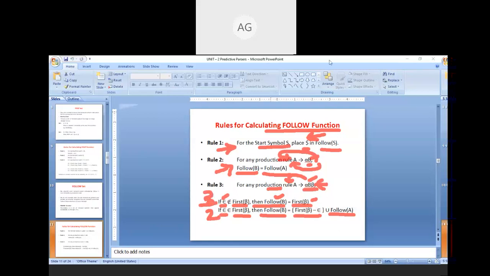So all of you understand it? Can we move to the questions related to first and follow calculation? Okay, so moving to the questions related to calculation of first and follow. Just remember these rules.